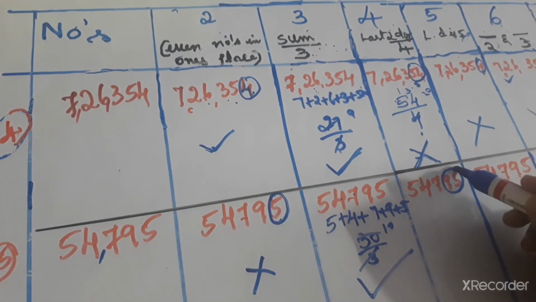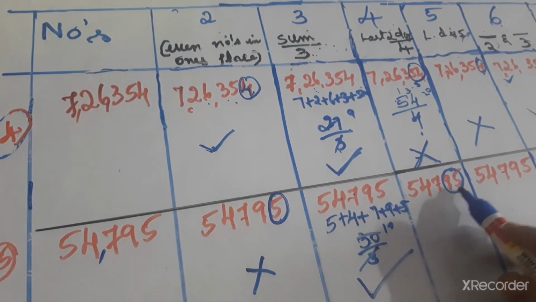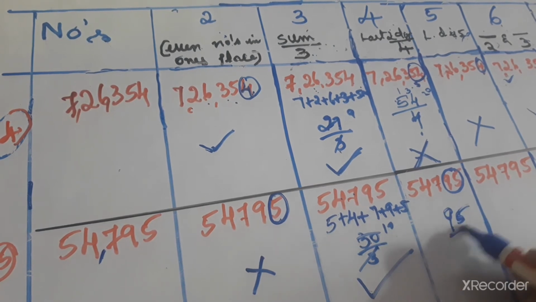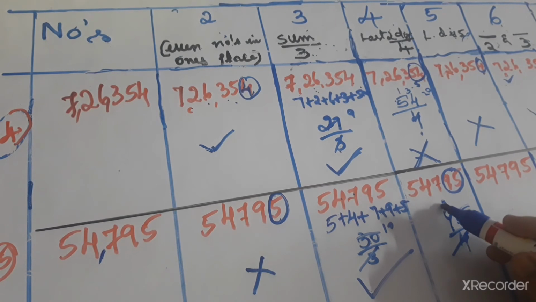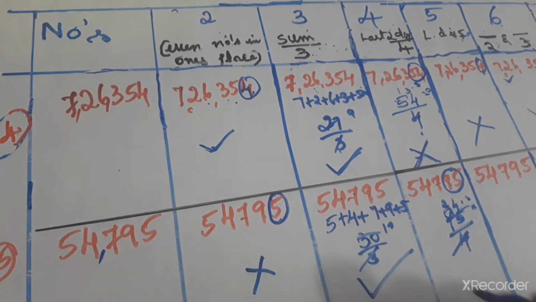Then 4 we have to check. The rule is we have to check the last 2 digits. Last 2 digits means 95. 95 divided by 4 we have to check. 4 ones are 4, 4 twos are 8, 1 carry, 4 fours are 16. 0 means we are getting a decimal number. So no, it is not directly dividing, we are getting a decimal number. We don't want a decimal number, we want a whole number.